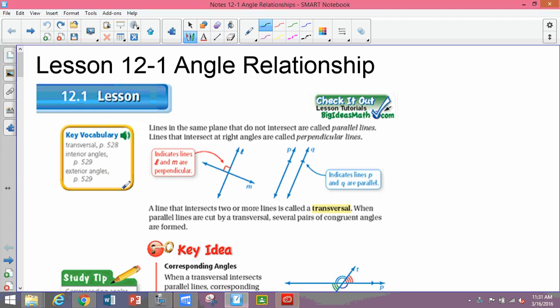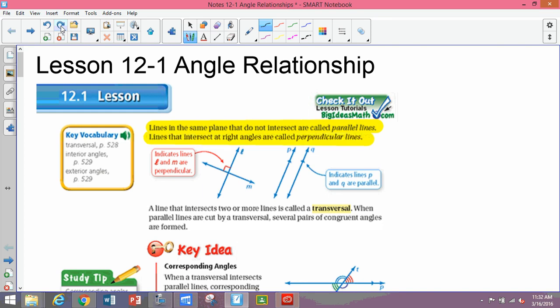Okay, this lesson is lesson 12-1, angle relationships. I truly love doing this kind of thing. It lends itself to good problem solving. The problem with this lesson is that there's lots of vocabulary, and you have to be able to keep the vocabulary straight. Okay, so first, we're going to talk about what we talk about when we're talking about angle relationships.